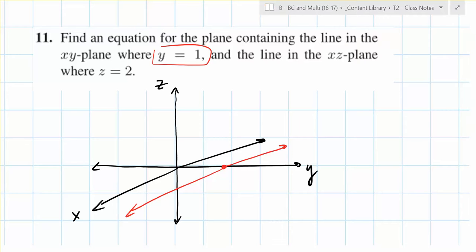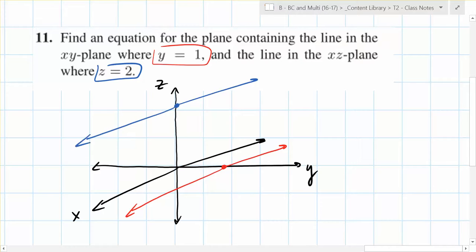So then it asks for the line on the xz plane where z is 2. So if that's z is 2, it's going to be like right about here. Xz plane, so that's going to be like this. You agree with that? So what's the plane look like that goes through both of those lines? What does the plane look like?